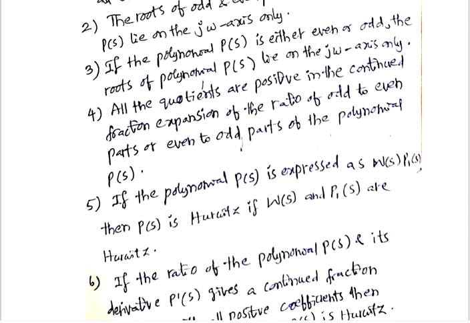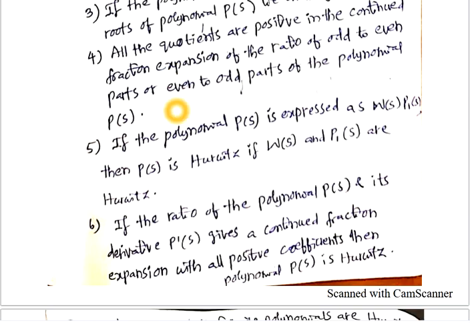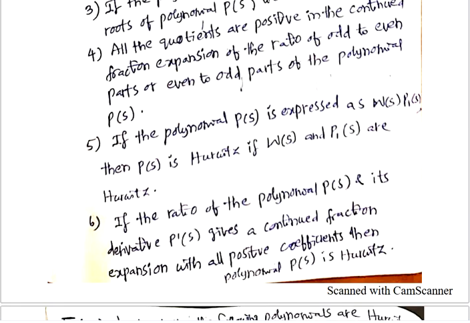Then the fourth property is that all the quotients are positive in the continued fraction expansion of the ratio of odd to even parts or even to odd parts of the polynomial. I will tell you what this continued fraction expansion is. This is very useful in the network synthesis topic. This is the first topic where we are going to work with continued fraction expansion. Further, we have several other topics as well.